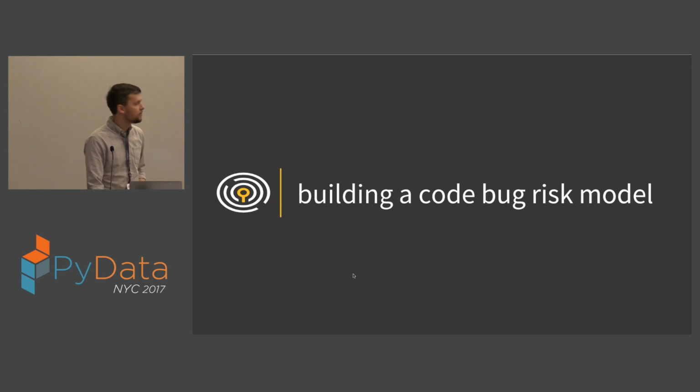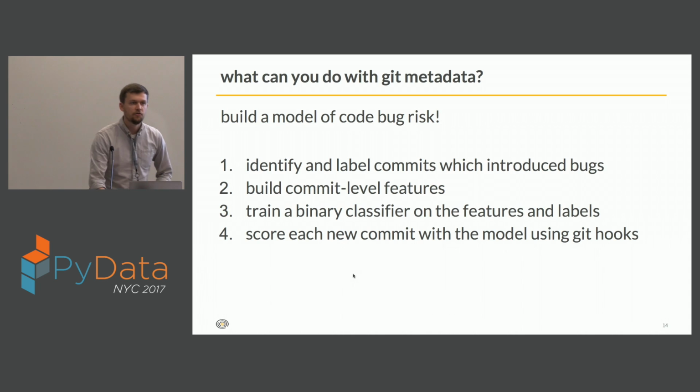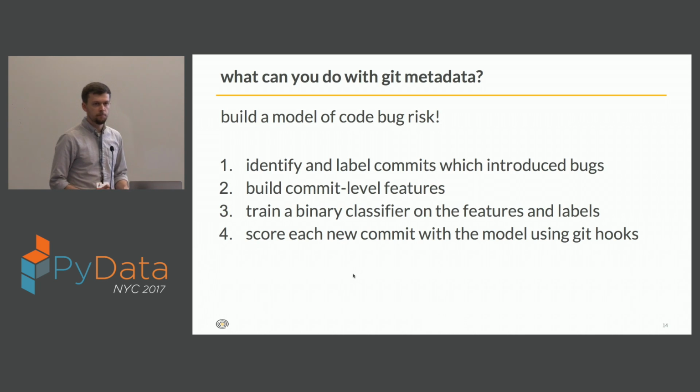So next we get to the meat of the talk, which is using this metadata to build a model of code bug risk. And this is generally a 4-step process. So step number 1, we need to identify and label which commits in the history of our code base introduced a bug. We're trying to build a binary classifier. So we need some labels. So step 1 is going to be using Git metadata, track back and figure out these labels, figure out which commits introduced bugs in the first place.